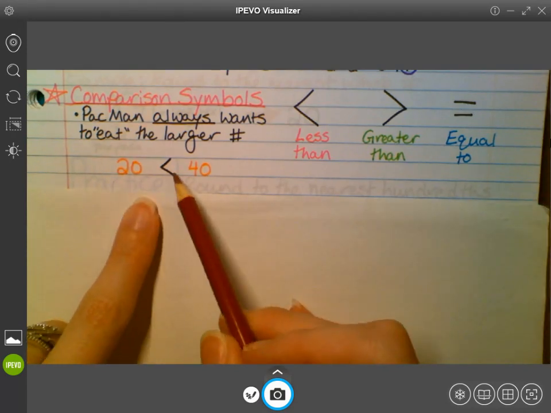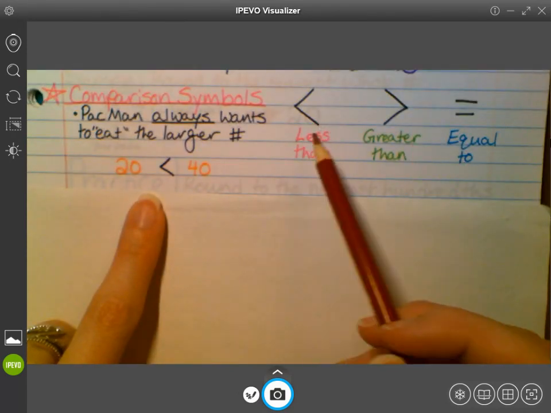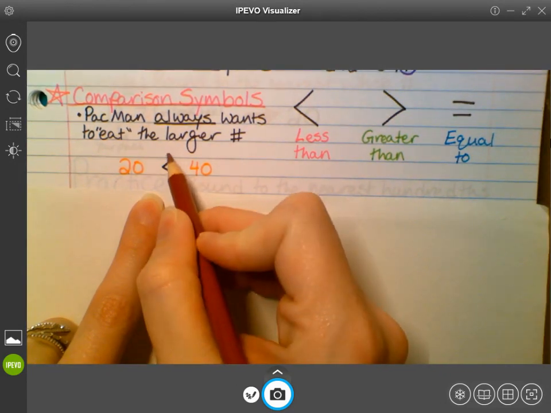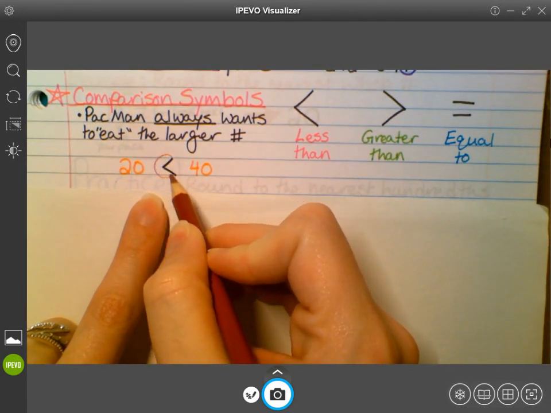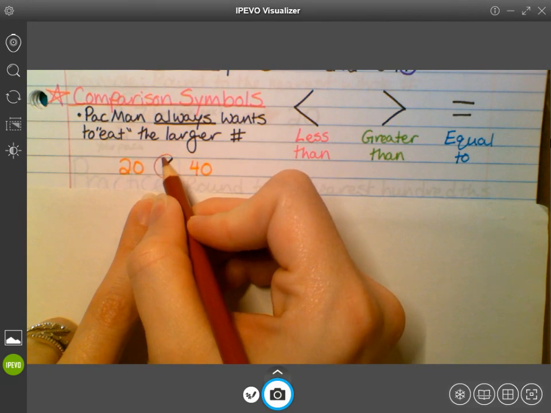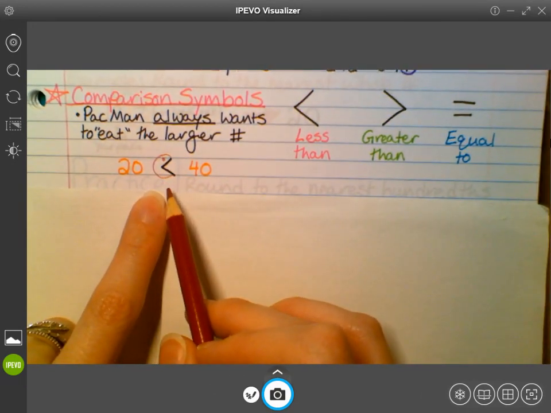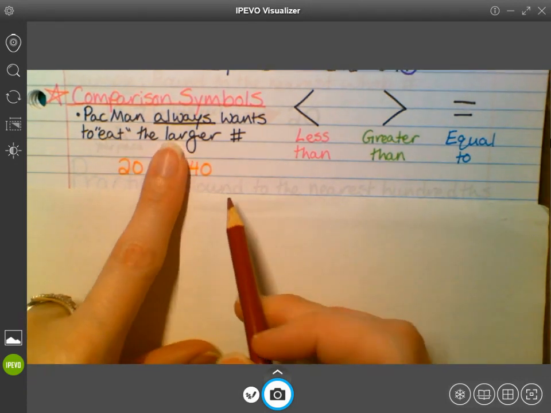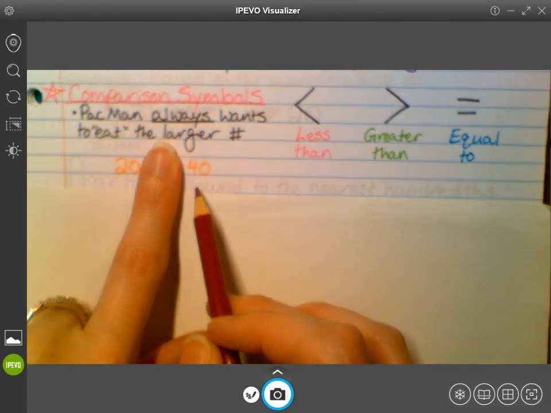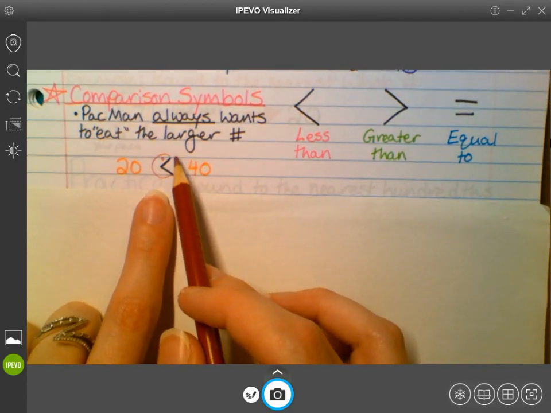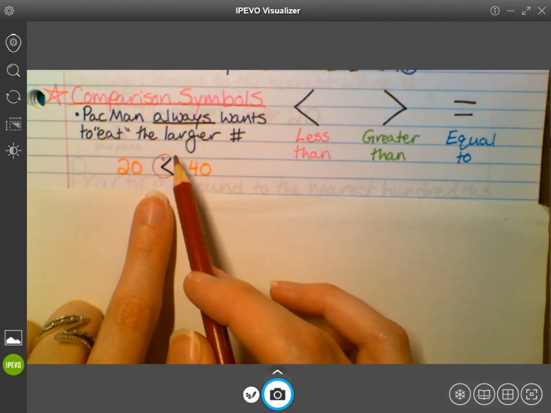And so we can always turn our less than and greater than symbols into Pac-Man by drawing a line around him and adding an eye. He always wants to eat the larger number. So when we're looking at 20 and 40, 40 is the larger number, right? So Pac-Man wants to eat him, so it needs to open towards 40.